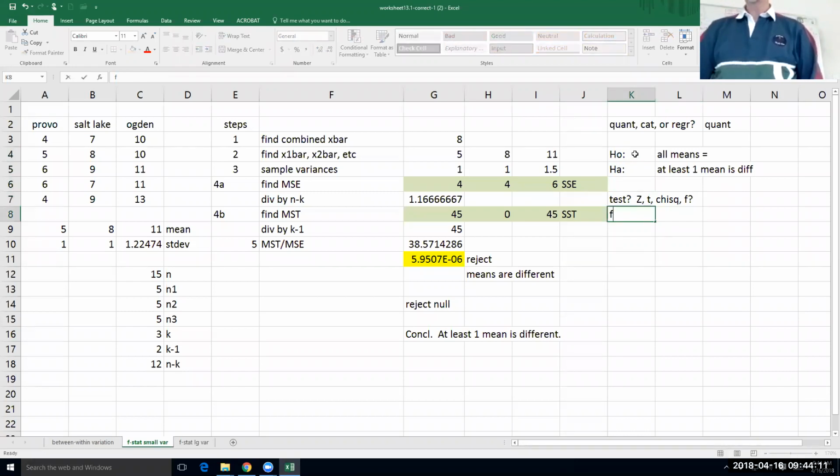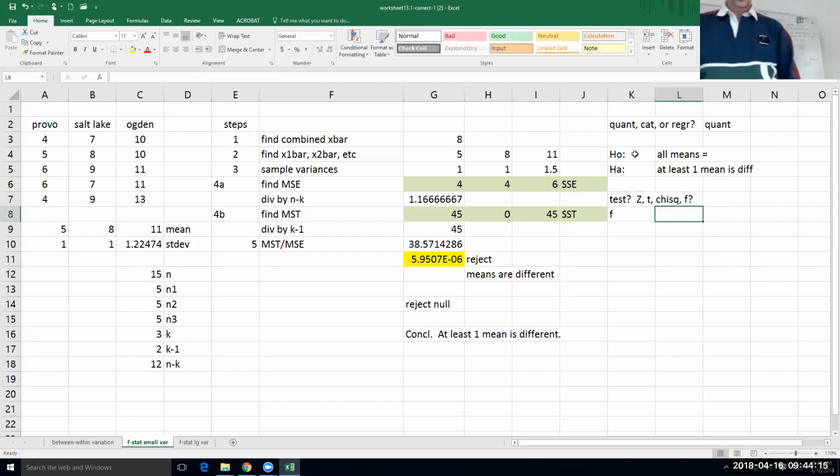It's an F because I gave that away, right? What kind of an F test is it? Because there's more than one F test. It's an F ANOVA test. Okay? Analysis of variance. Okay, so I've gone through all the calculations.